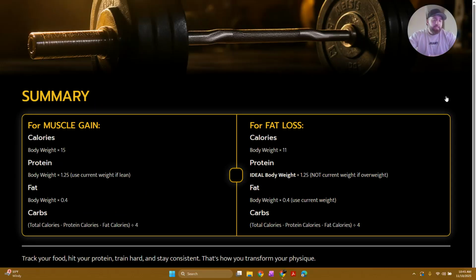So that's it, guys. That's exactly how I calculate all of my meal plans for myself, for all my clients, and is the most straightforward way to do it, the easiest way to do it. Obviously, nutrition is just one part of the many variables that go into building a high level physique and being able to maintain it for life.